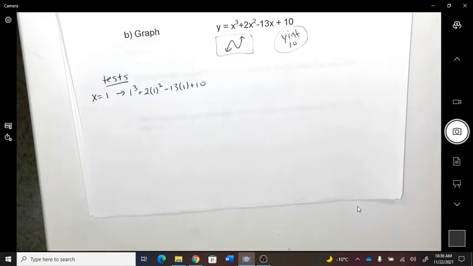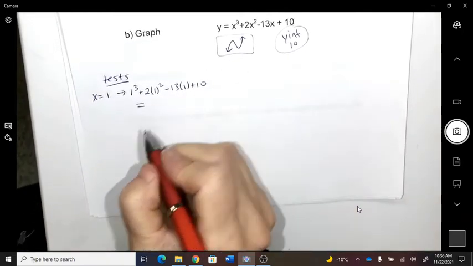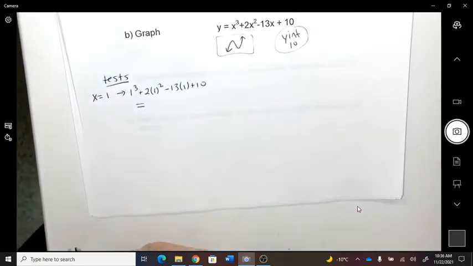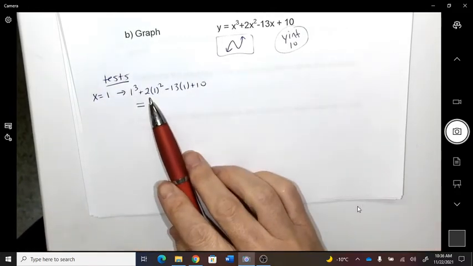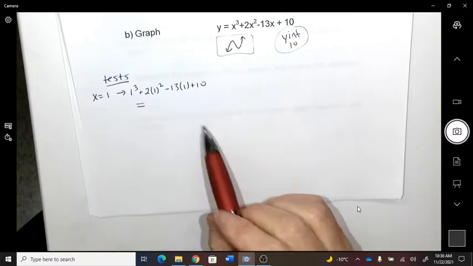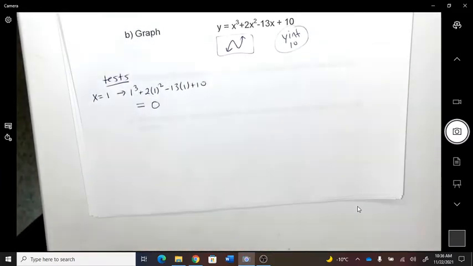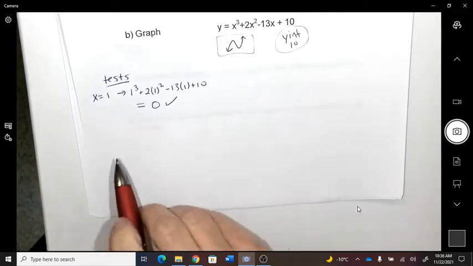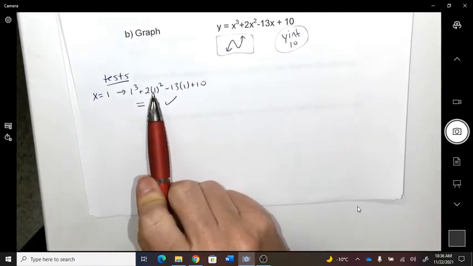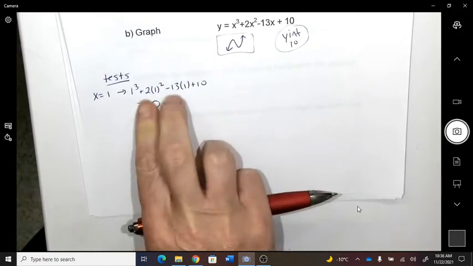Does it work or not work? What are we looking for to know it works? Did it equal 0? Right? It did. Did it not? This should be 1, this should be 2, and there's 10, so that's 13 positives.